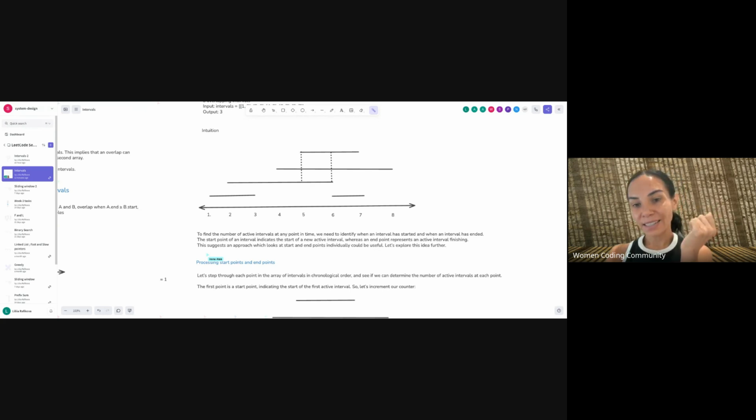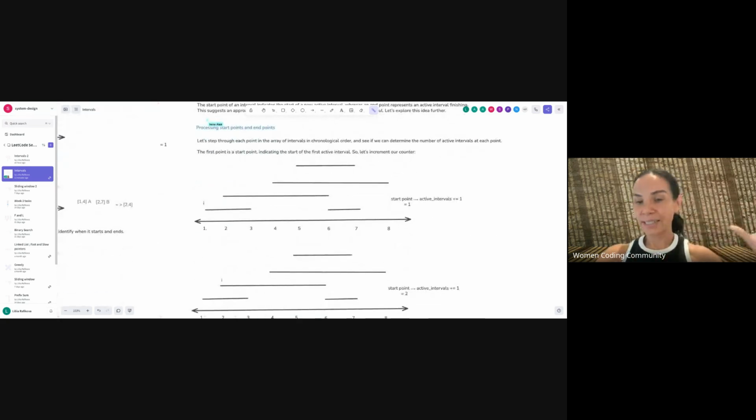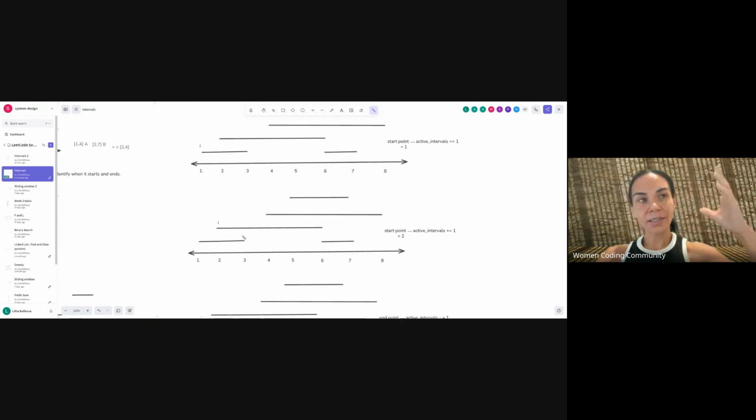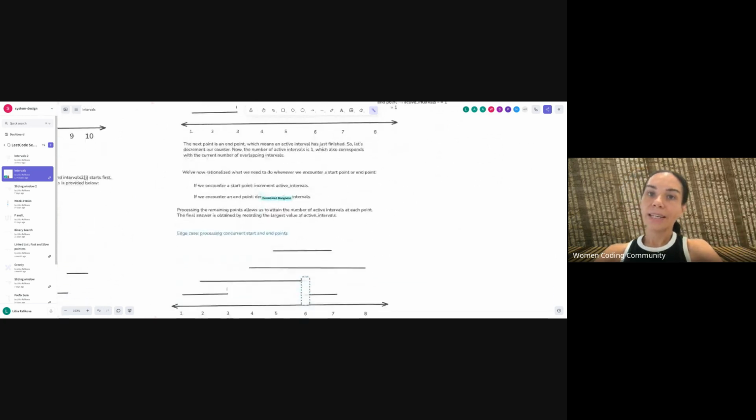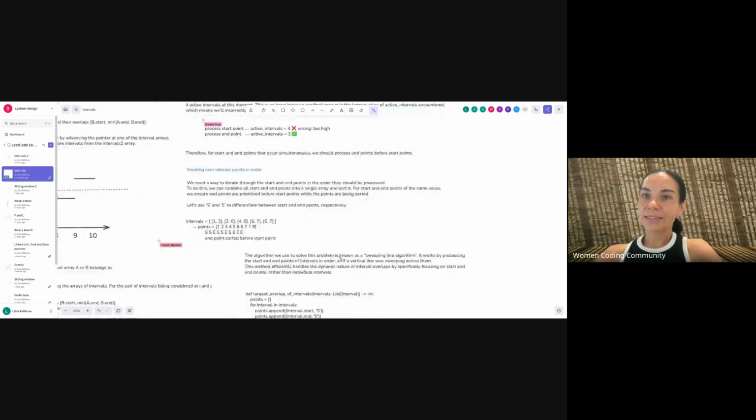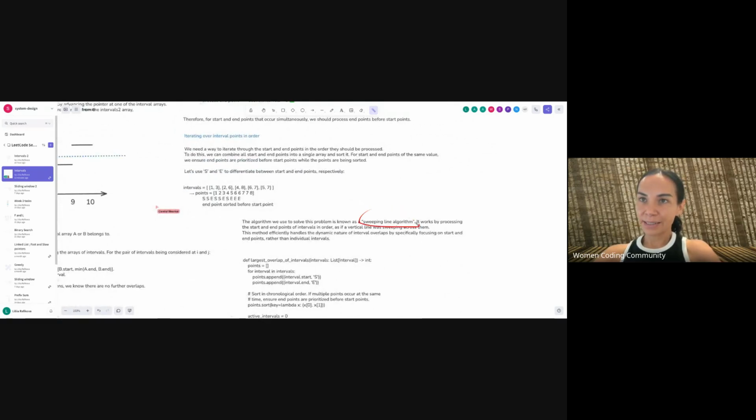But there is another algorithm which exists, and it is a little bit standing out of the algorithms which we discussed so far, and it's called the sweeping line algorithm. Now I think I'm a little bit confusing you folks.